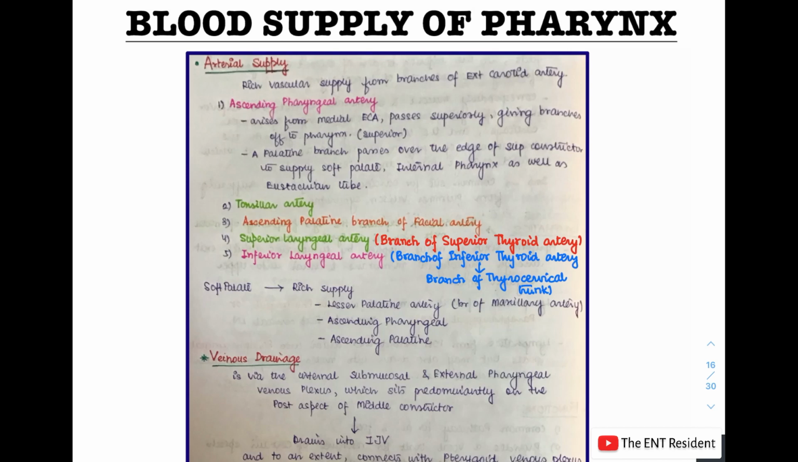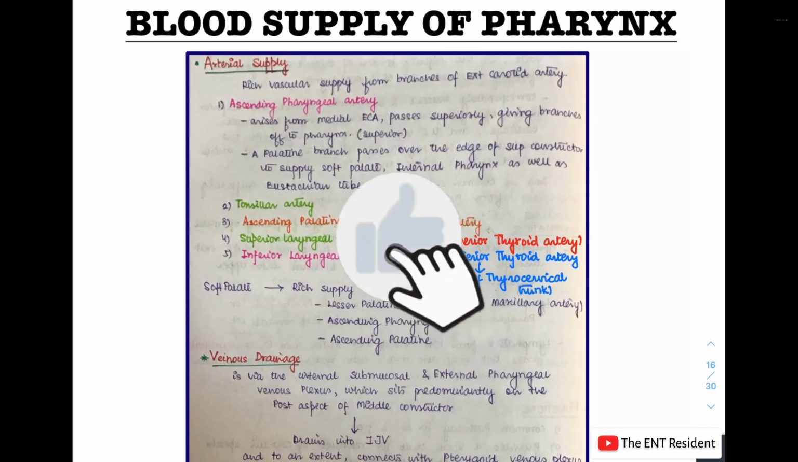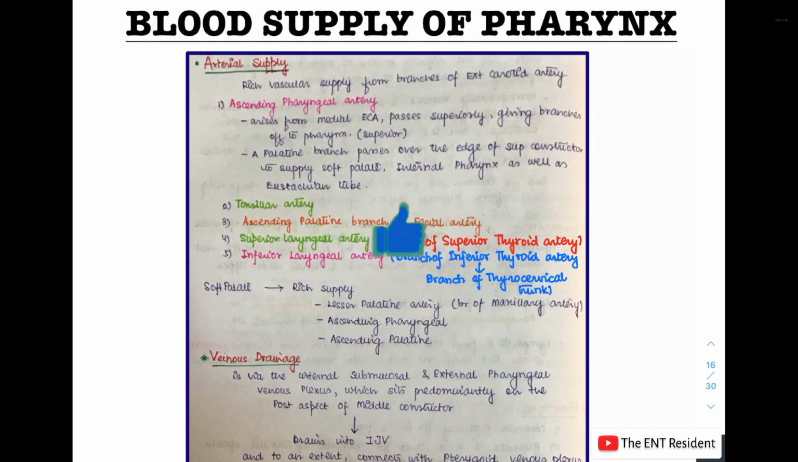So let's start with our last topic on anatomy of pharynx, which is the drainage of pharynx. Under this, I'll be talking about the blood supply of pharynx, the lymphatic drainage, and the nerve supply of pharynx. So the first thing I am starting with is the blood supply. When we talk about blood supply, we always talk in terms of the arterial supply and the venous drainage.